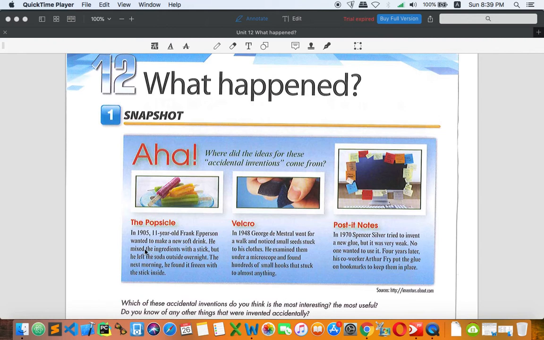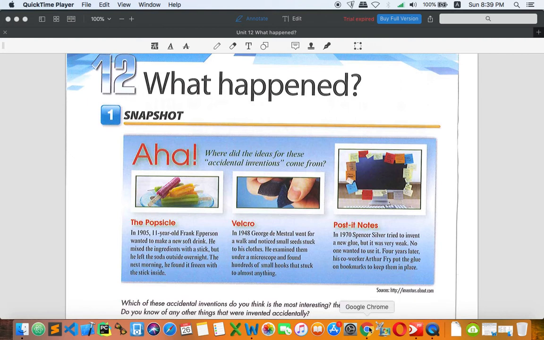He mixed the ingredients with a stick. This is a stick, but he left the soda outside overnight. So he poured the soda over outside right here overnight. The next morning he found it frozen with the stick inside. He didn't mean to make it, but it just happened.